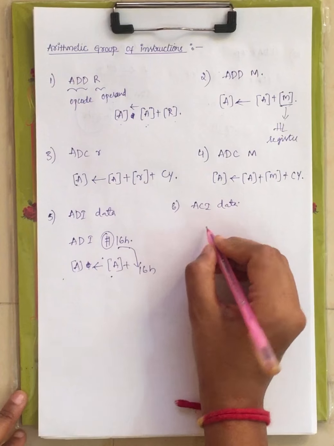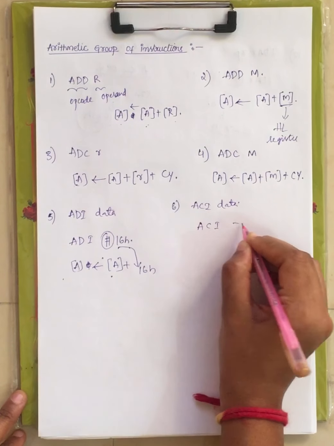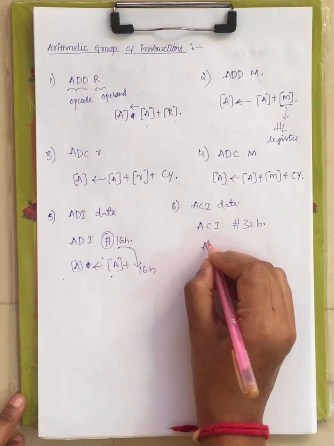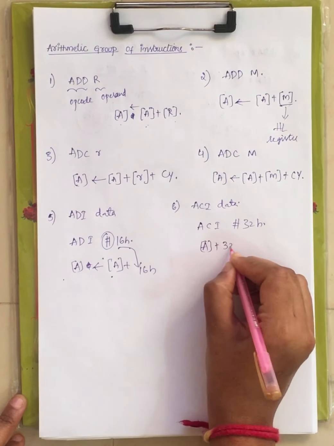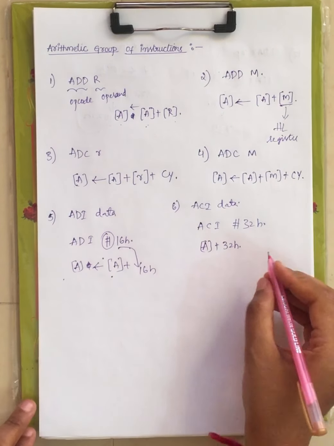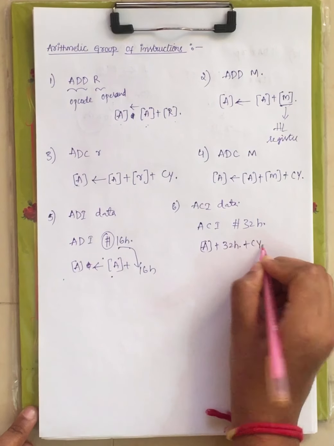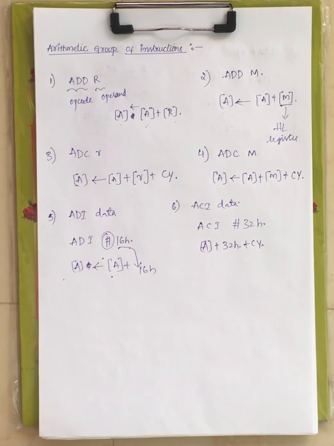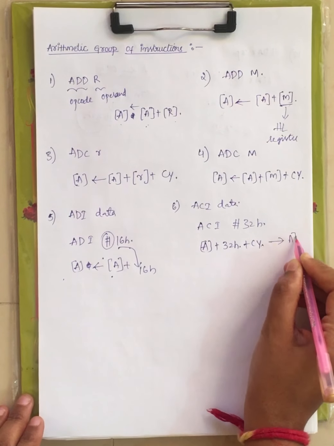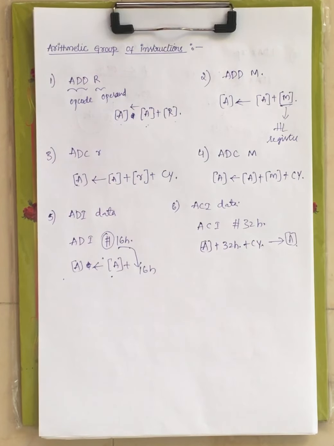Now here I can give an example like ACI asterisk 32H, right? Now here the contents of the accumulator are added with 32H, that is the immediate data specified within the instruction, plus carry, along with carry. ACI indicates you are adding the contents of the accumulator with the immediate data specified within the instruction along with carry, and the result is stored in which register? A register, right? Now this is the sixth instruction we have discussed.